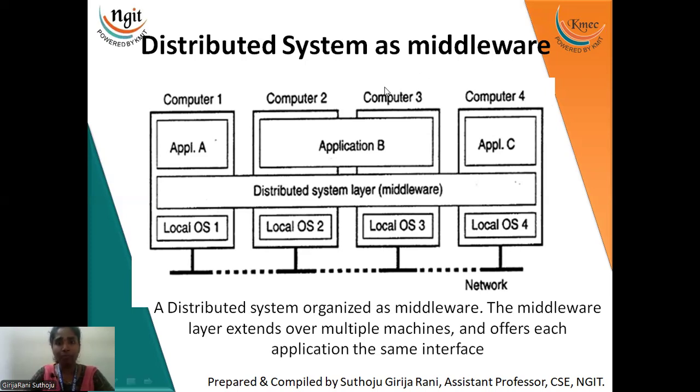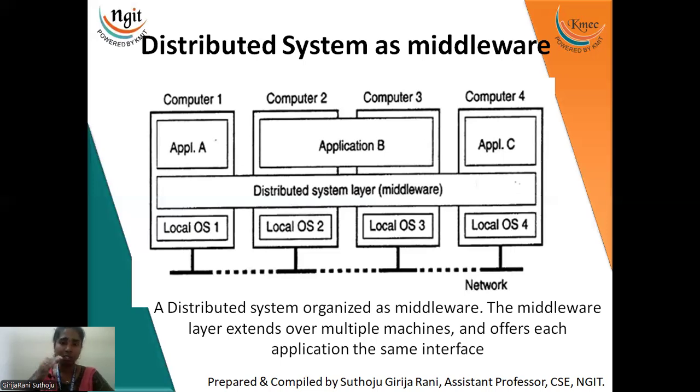All the layers at the bottom level have different types of operating systems. The different operating systems may have different types of configuration, different platforms, and so on. Now, all of this is clubbed together into the distributed layer, which gives an output to the applications as a common and same interface to all the applications above.